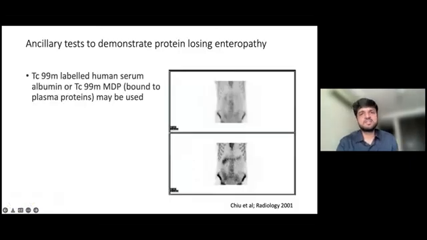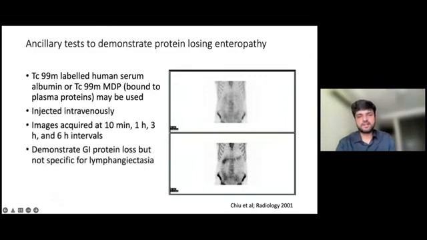There are also certain ancillary tests which may demonstrate protein losing enteropathy, where a technetium 99 labeled human serum albumin or MDP, which is bound to plasma protein, may be used, and this loss can be demonstrated. Again, this test is not frequently available, and while it is sensitive for protein losing enteropathy, the specificity of this test is not very well known.